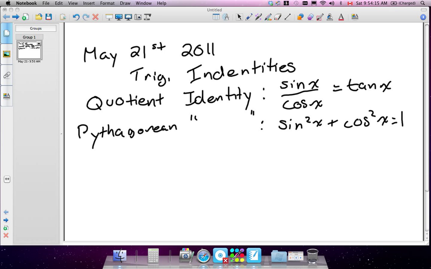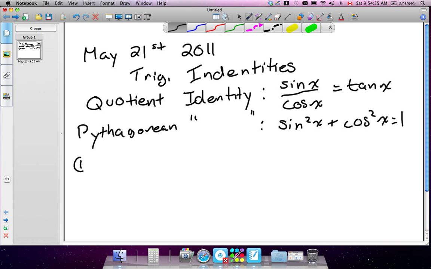Okay, so you have trig identities, and the two major ones we're dealing with are the quotient identity and the Pythagorean identity. Those are the only two you really need to have memorized as they are, because you can always rearrange them algebraically. So we'll start with the quotient one.